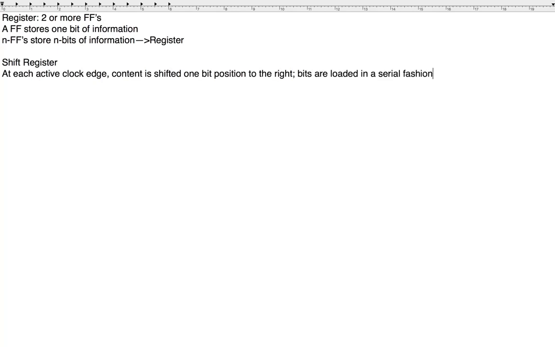what we need to know is that at each active clock edge, the content is shifted one bit position to the right. Bits are loaded in a serial fashion. Let's do a 4-bit register, those are the most common. When you have a 4-bit register, you need 4 clock cycles to load.